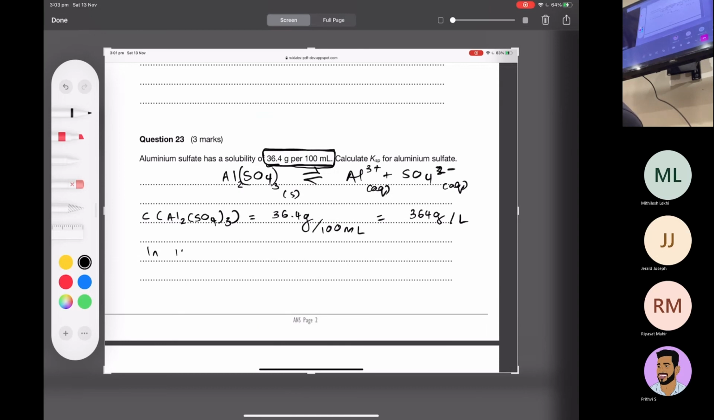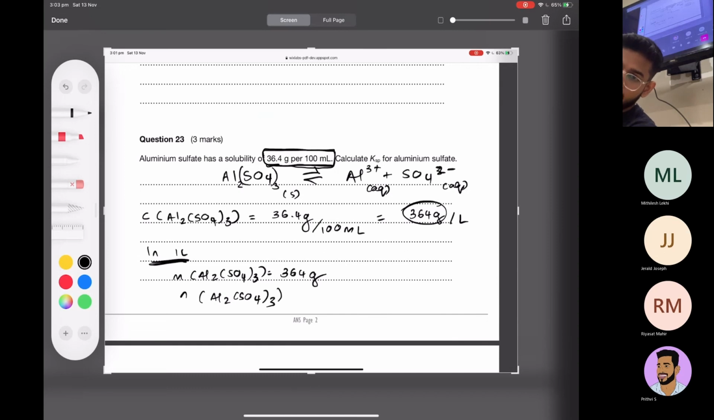So then we've got in 1 liter, what would the moles be? Because remember, you need to find moles per liter to find KSP. If you have KSP, you can find moles per liter. You need to remember that relationship. Yeah? Good. So how do you convert this? So in 1 liter, the mass of Al2(SO4)3 is equal to 364 grams. So Mithlesh, what's the number of moles that you got? Number of moles of aluminium sulfate.